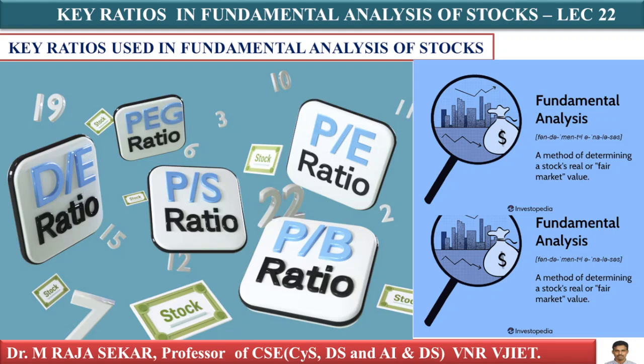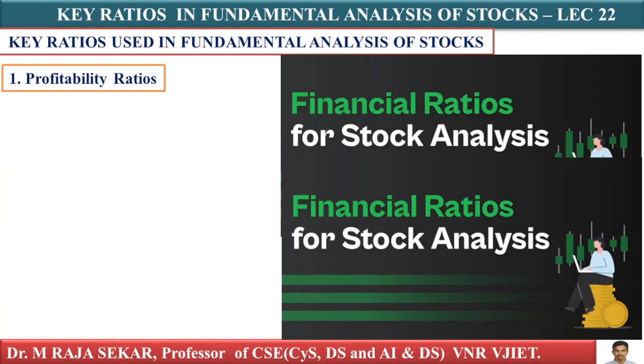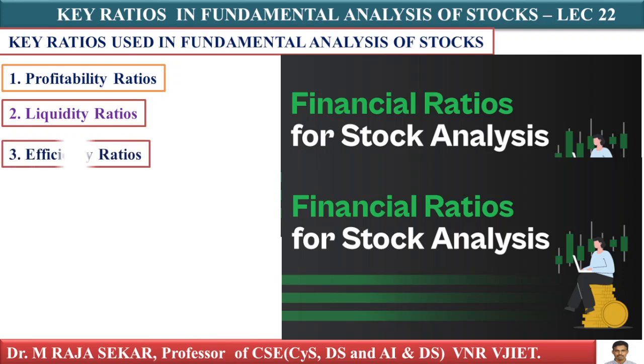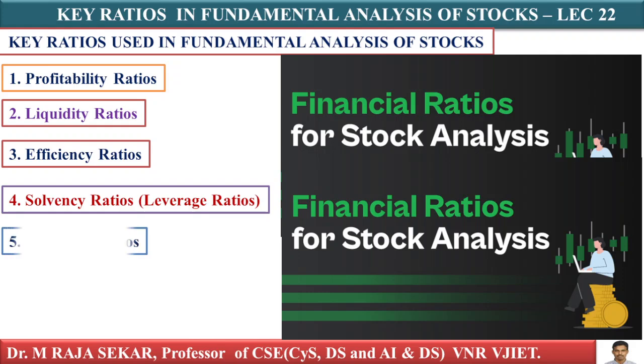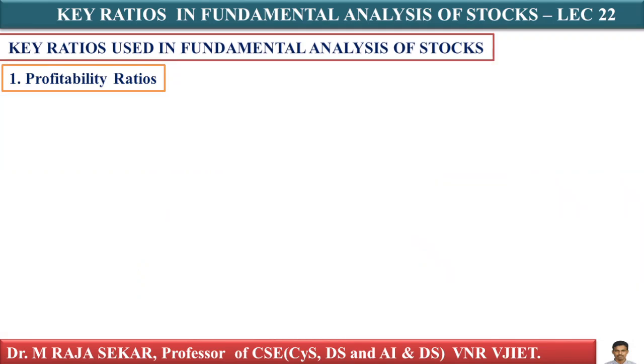In this lecture, we will try to understand key ratios used in fundamental analysis of stocks. What are the key ratios? First one is profitability ratios. Second one is liquidity ratios. Third one is efficiency ratios. Fourth one is solvency ratios. Fifth one is valuation ratios. Sixth one is growth ratios. Seventh one is market sentiment ratios. Let us try to understand one by one.